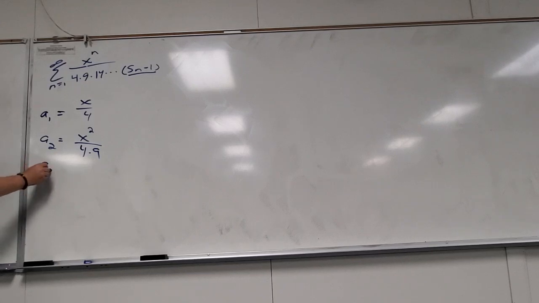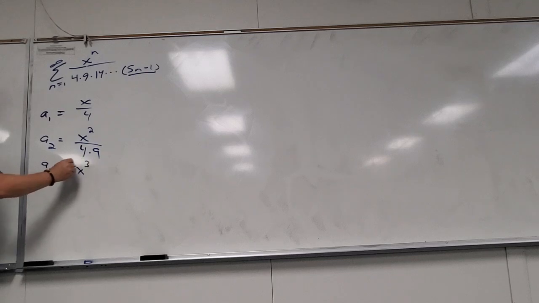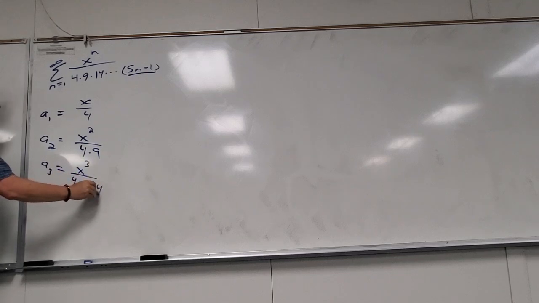So what would A3 be? X cubed over 4 times 9 times 14. Yeah, exactly. Okay, cool. Now, let's take it to the extreme.